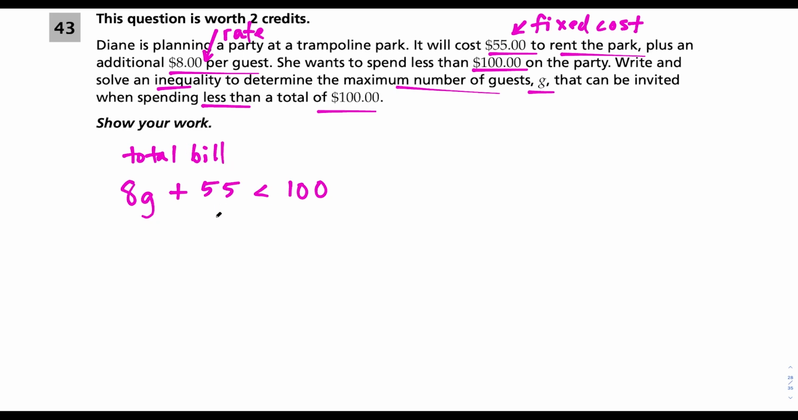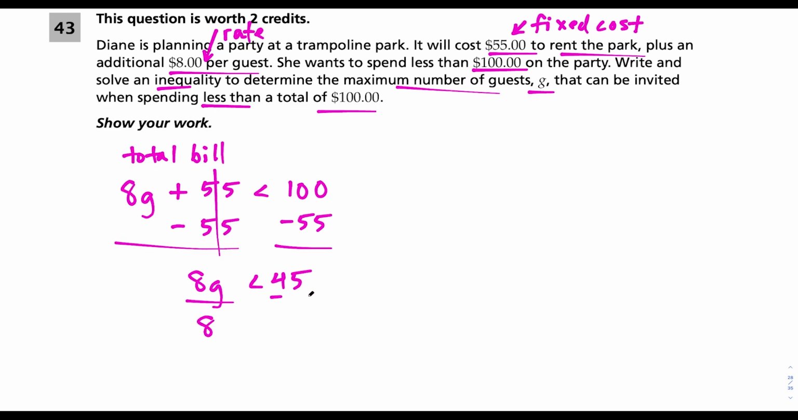So now we solve this inequality. We're going to start by subtracting 55 on both sides. So when we subtract 55 on both sides, this is going to cancel on the left. And on the right side, 100 minus 55 is going to give us 45. And we're left with just 8G on the left. Now to get G by itself, we divide both sides by 8. And now this is going to cancel out.